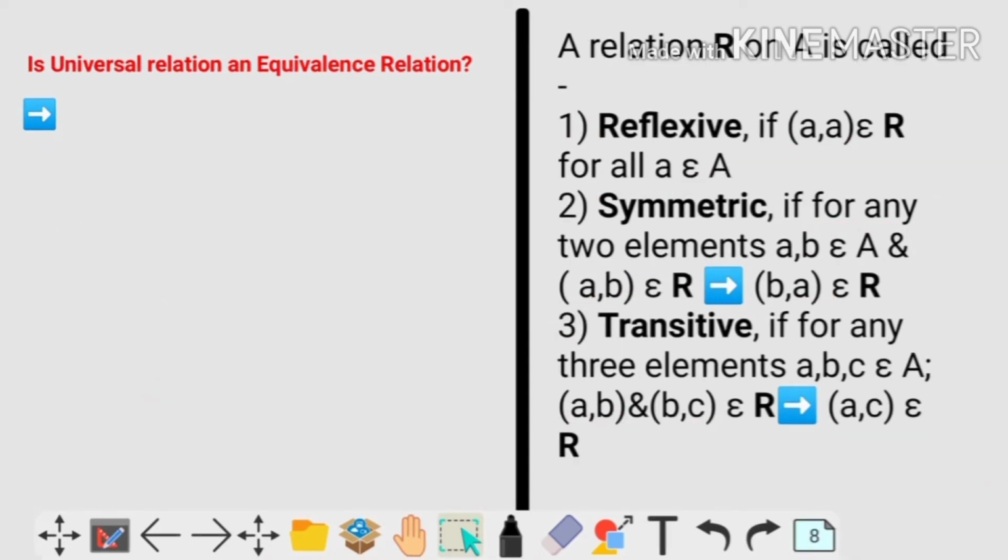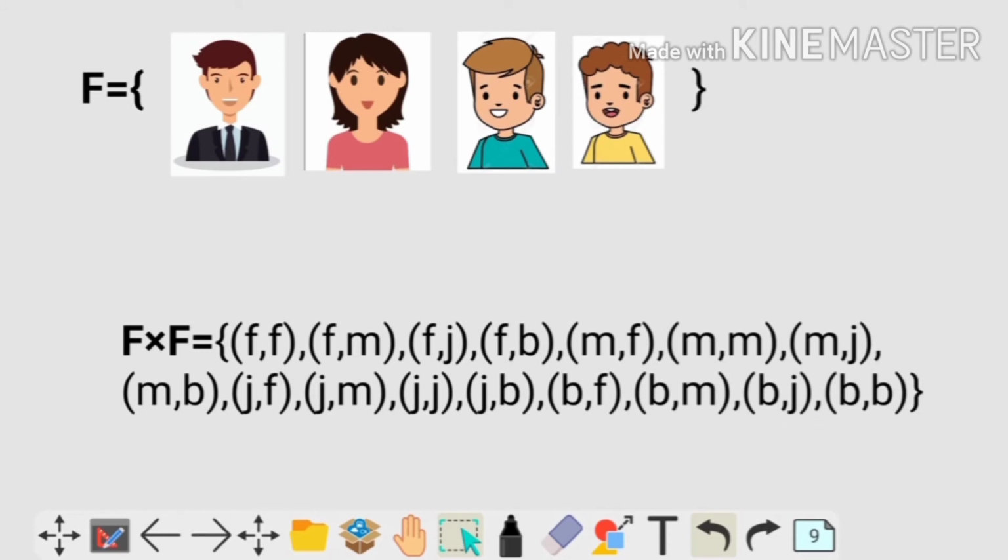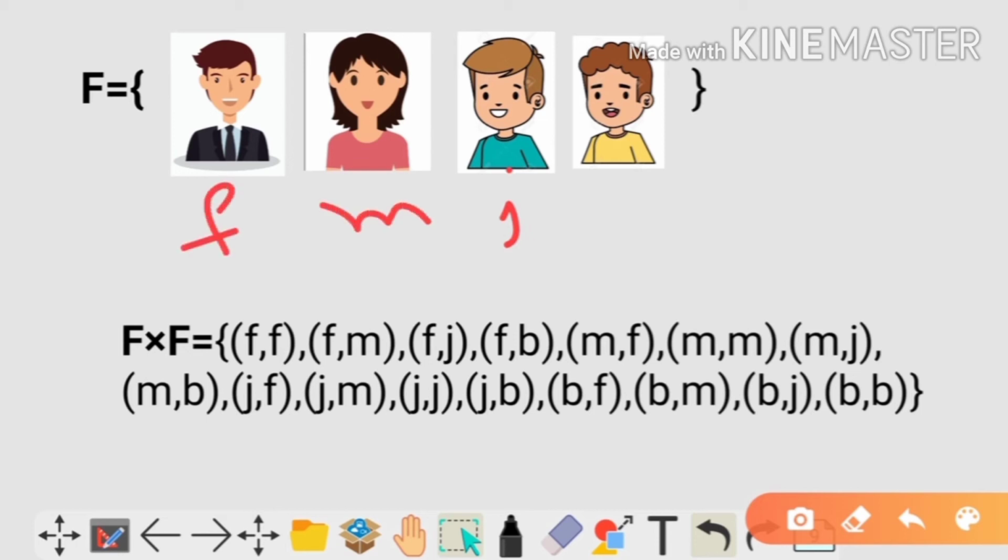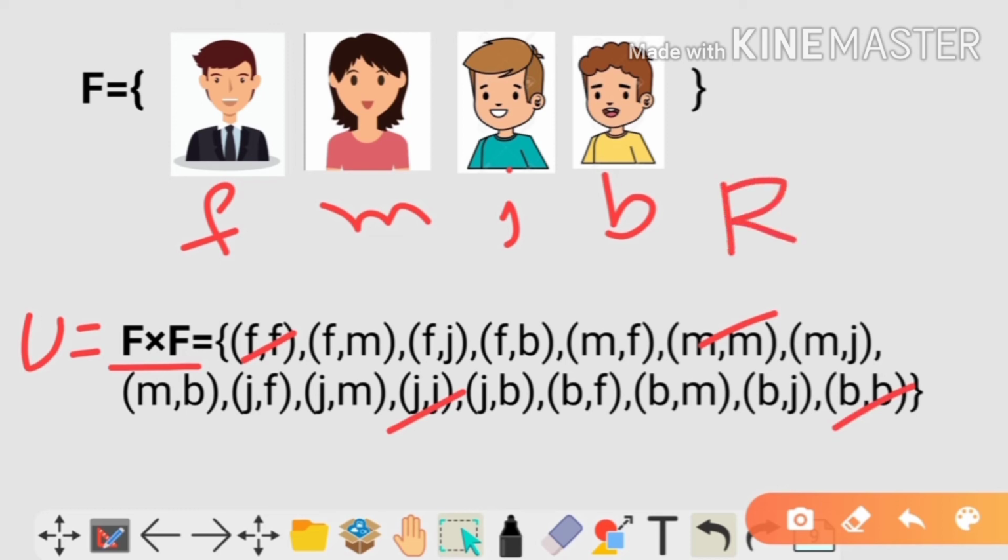Now the next question is: is a universal relation an equivalence relation? We will discuss this with an example. You have already seen this example before. He is John, his father, mother and brother. And F cross F is the universal relation on F. Now it contains FF, MM, JJ and BB. So a universal relation is a reflexive relation.